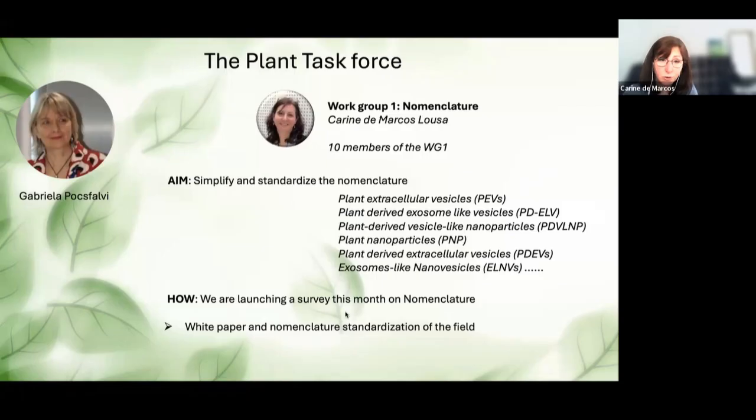We are going to launch this month a survey on nomenclature that we are going to open to all scientists across the world who are working on plant extracellular vesicles and plant-derived vesicles. And the aim is to write a white paper and to propose a nomenclature that will be standardized across the field, so we can all understand how we can move from just naming EVs at the moment and then moving on to standardizing purification procedures, bioactivity, etc.